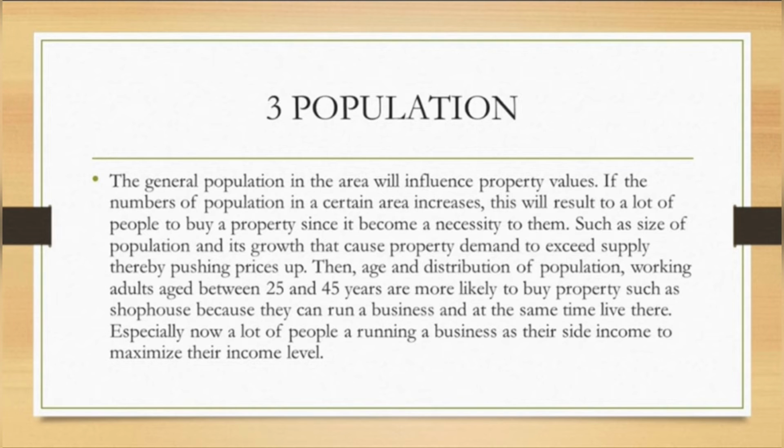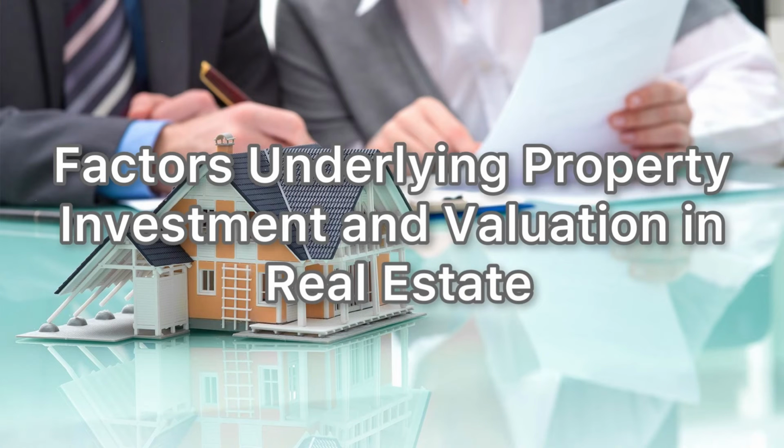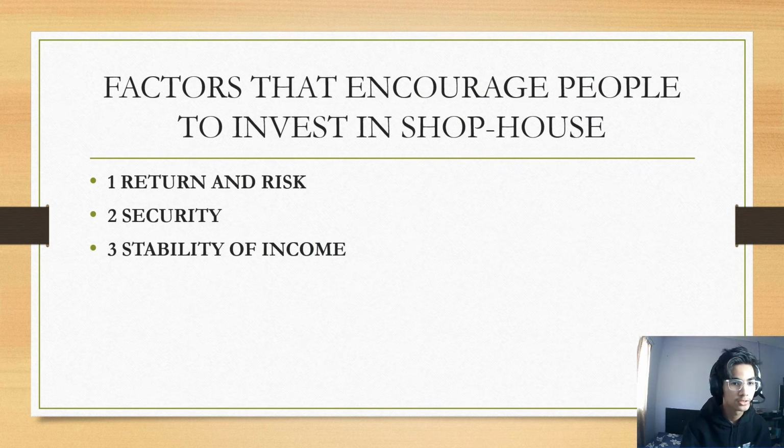Then, age and distribution of population. Working adults aged between 25 and 45 years are more likely to buy property such as a shop house because they can run a business and at the same time live there. Especially now, a lot of people are running a business as their side income to maximize their income level, which encourages people to invest in shop houses.